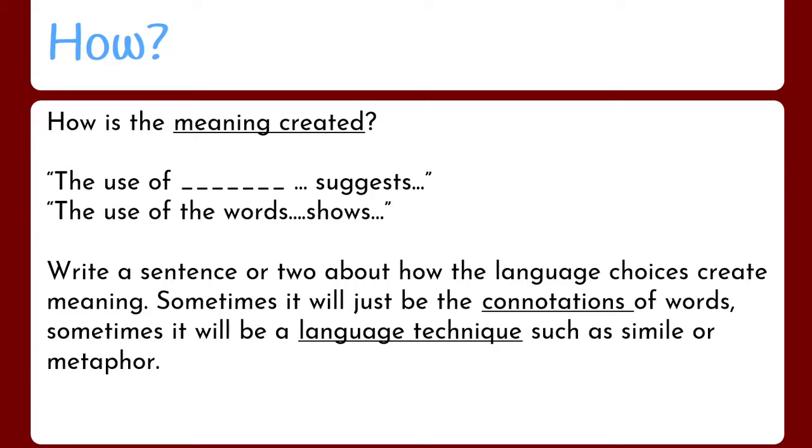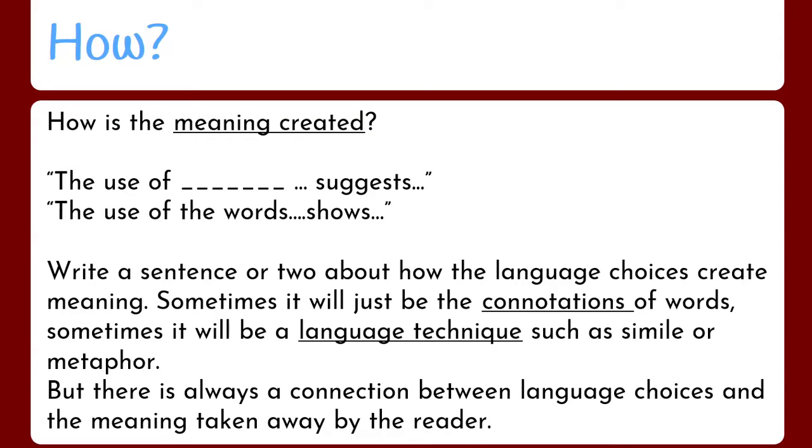So after you've done the what, you write a sentence or two about how the language choices create meaning. Sometimes it will just be the connotations of a word. If we think of the color red, we might think of love, or we might think of anger, or we might think of hunger. Okay? So it could be connotations, or sometimes it could be a language technique, such as a simile or a metaphor. If somebody is compared to, say, a kitten, we might think that person is maybe very young, or very gentle, or very cute. Okay, so we need to consider what language is being used to create that meaning.